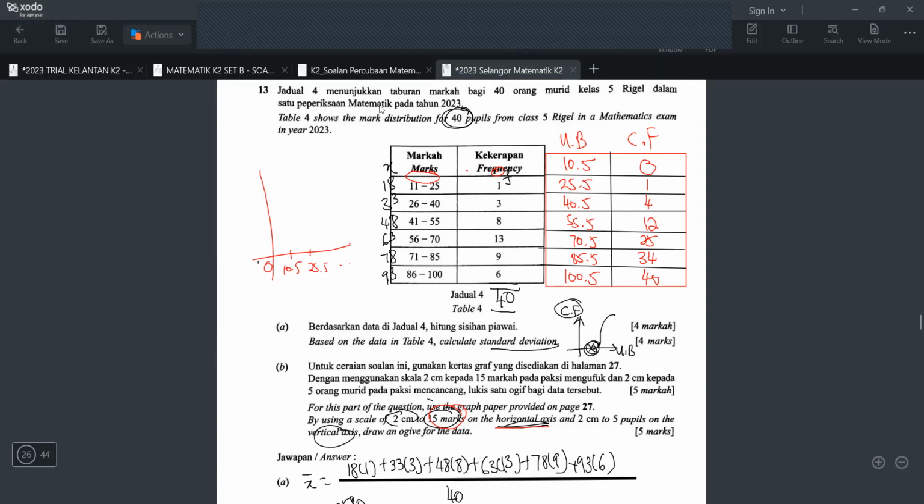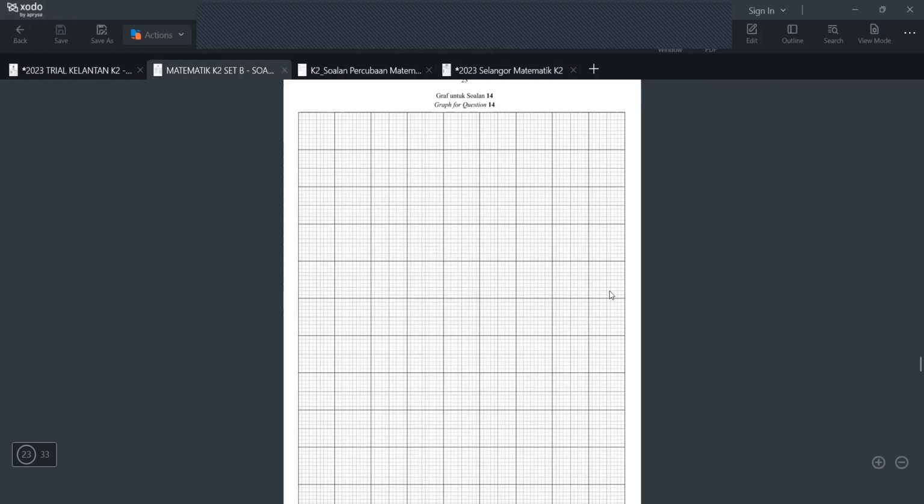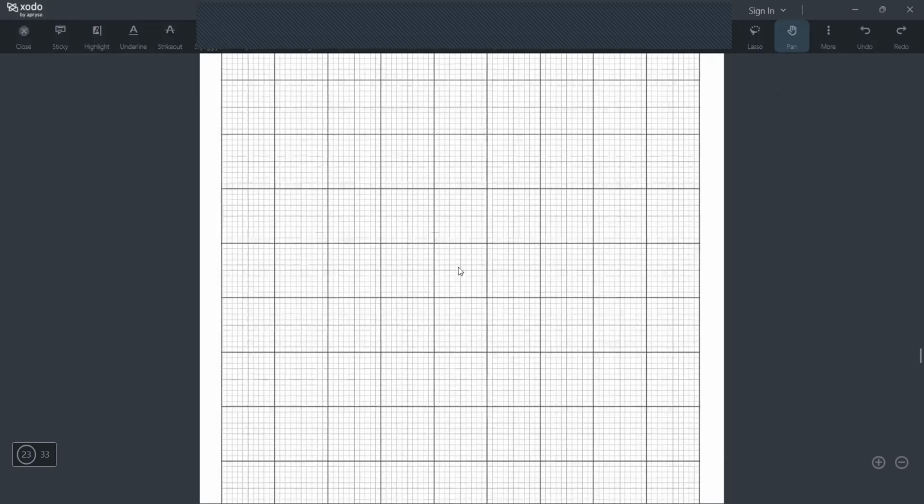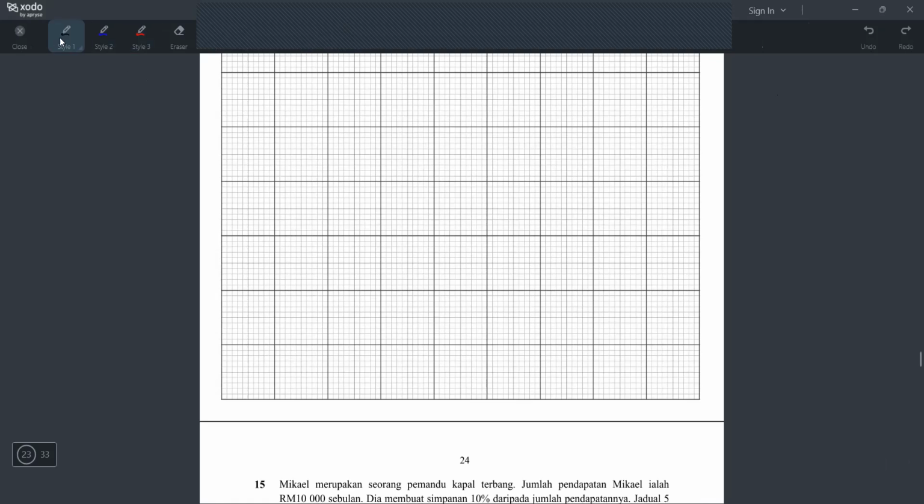Okay, let's actually do it in the actual graph. I'll use another graph paper, because I don't like the graph paper in the Selangor paper. So let's label it. So it will be 0, 10.5, and then the next one is 25.5 because plus 15, right? And then plus 15, 40.5, plus 15, 55.5, and then 70.5, and then 85.5 because plus 15, and then the last one is 100.5.